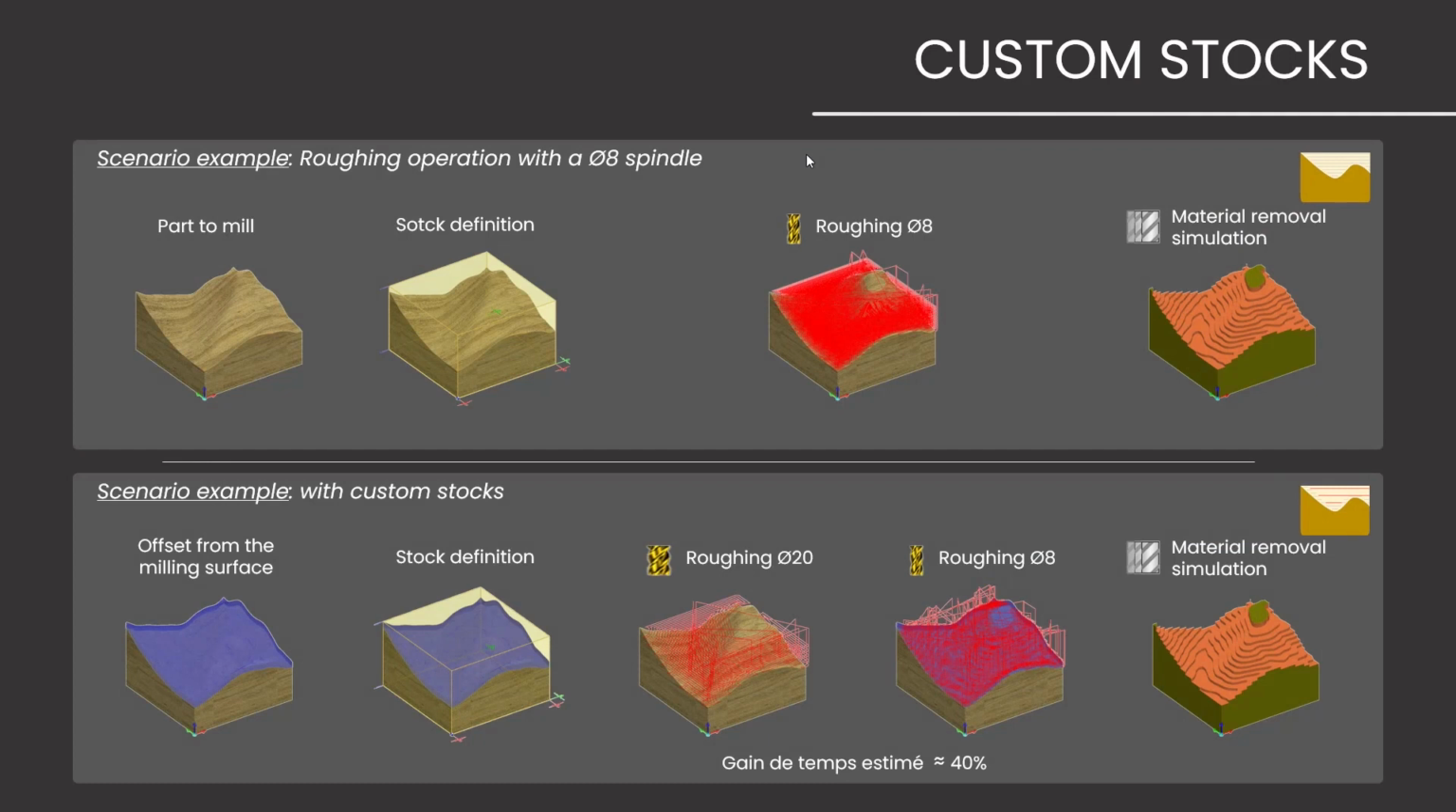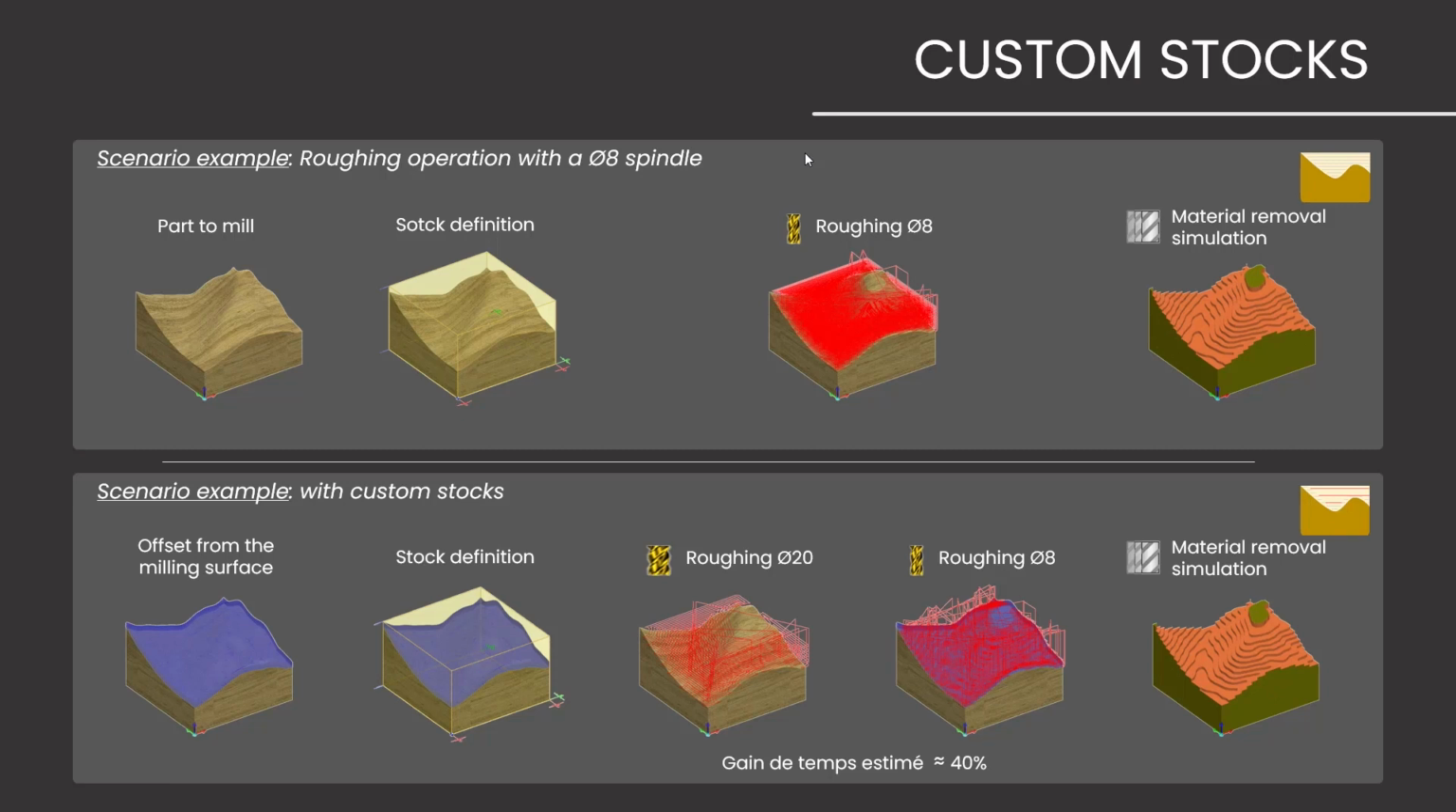Here is a detailed example. On top, we have the previous way of working with the 3D roughing of SWOOD by having the parts, then the calculated stock by SWOOD, and the roughing strategy. And below is the process with the custom stock that appears in blue on the very first step of the project.